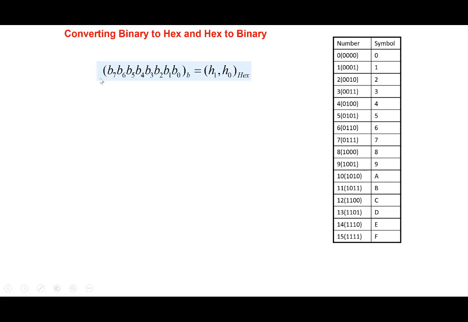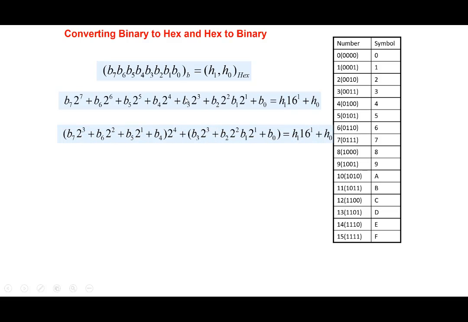So suppose there's a binary number and we want to convert it into hex. This binary number is equal to B0 plus B1 times 2 to the power 1, and so on and so forth, up to 2 to the power 7 here. So it's an 8-bit binary number, and we'll see that you need only 2 hexadecimal digits to represent it. So this is equal to H0 plus H1 times 16 to the power 1 here.